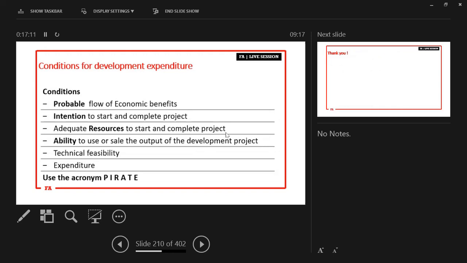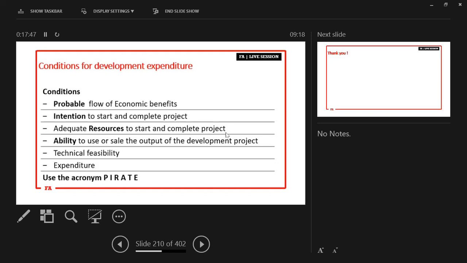I want you to write something. Conditions for the recognition of development expenditure include, number one, there must be a probable flow of economic what? Benefits from your project. I'm going to skip the rest of the items and go down here. You should be able to reliably measure the expenditure of your development what? Projects. Otherwise, you don't have an asset.